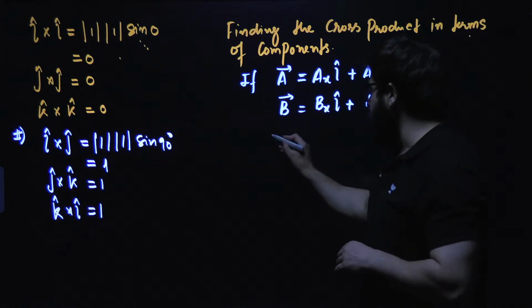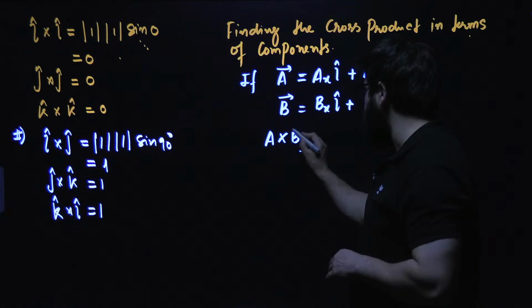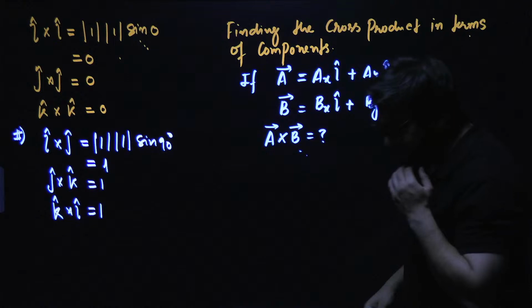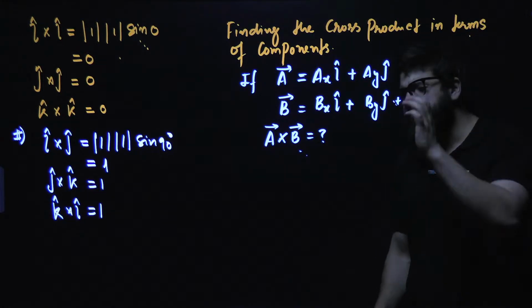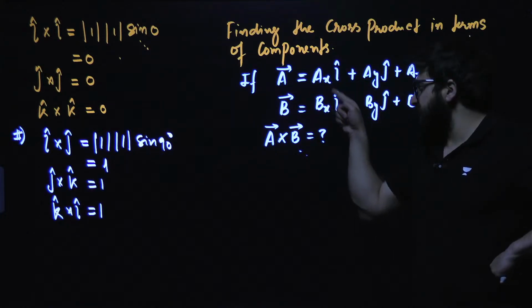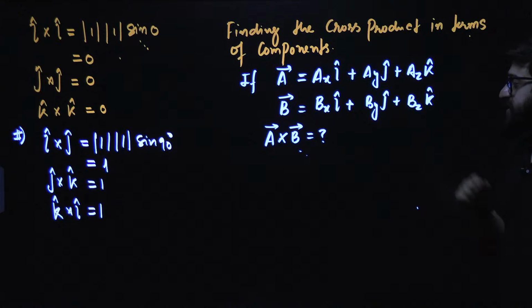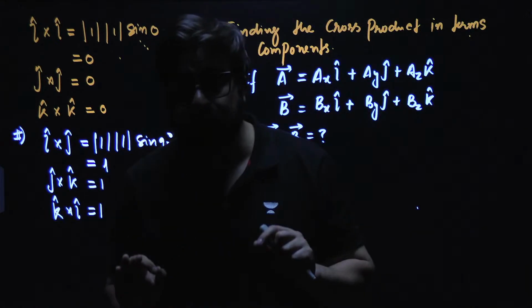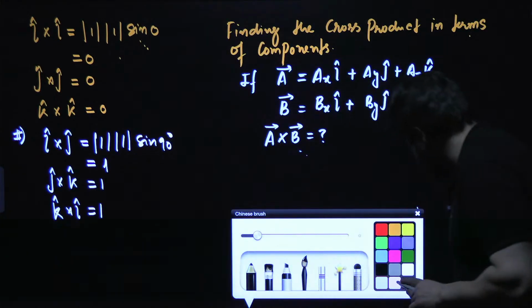In this particular case, what is the value of A cross B? Guys, if I would have asked you what is the value of A dot B, you would have simply said, sir, A dot B is AX into BX plus AY into BY plus AZ into BZ. But when it comes to A cross B, there is something very important you guys need to know.